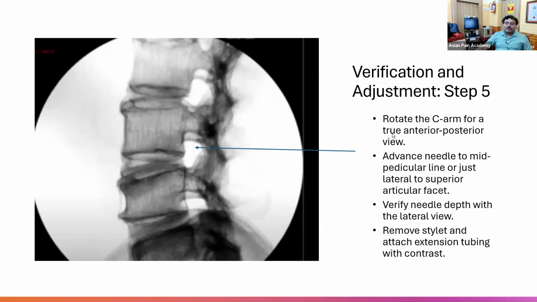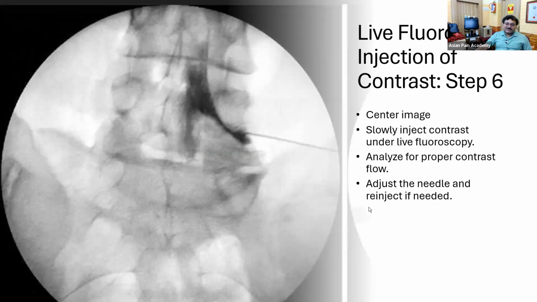So rotate the C-arm to a true anteroposterior view and check in both the lateral view as well as the anteroposterior view, and advance the needle slightly just anterior to the facet and verify the needle depth in the lateral view, and then remove the stylet and inject the contrast agent.